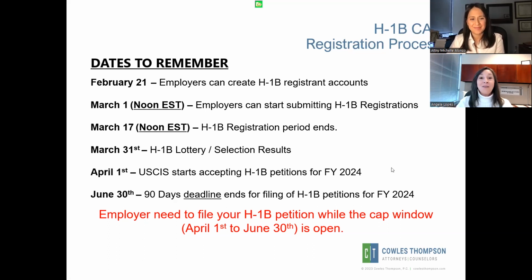Mark these dates down, please, please, please. Thank you. So if you get selected, we will have another video going out after the CAP registration closes. We're going to give you some tips about how to file an H-1B visa that is approvable. So for a successful H-1B visa petition filing, we'll get in touch again.